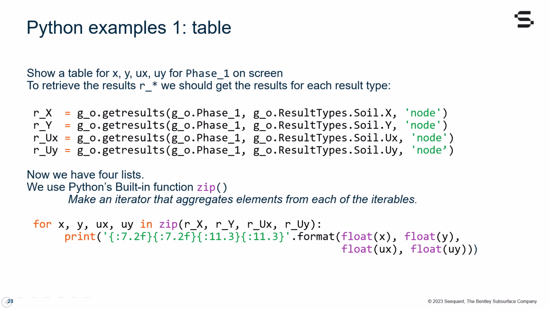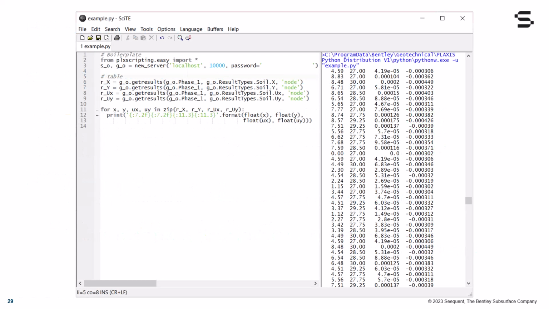Now that we have run this and assigned them to variables, we have 4 lists with results. We can use Python's built-in function zip to loop over all results and print them in a nice tabular form. Here we go. We managed with just a few lines of code to create the full table covering all coordinates and deformations for this phase.